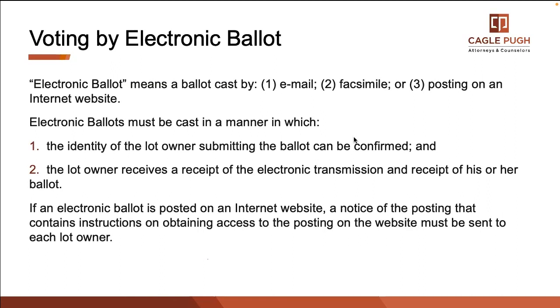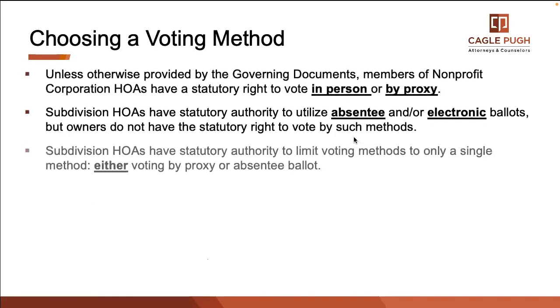They must be able to be cast in a manner where the identity of the lot owner submitting the ballot can be confirmed. And then the owner gets a receipt showing that they voted. Those are really the only requirements for electronic voting. If the electronic ballot is posted on the website, a notice of the posting that contains instructions on how to get access to the posting has to be sent to all the lot owners. So that's pretty easy. You just send them a link when you send them the notice of the electronic ballot.